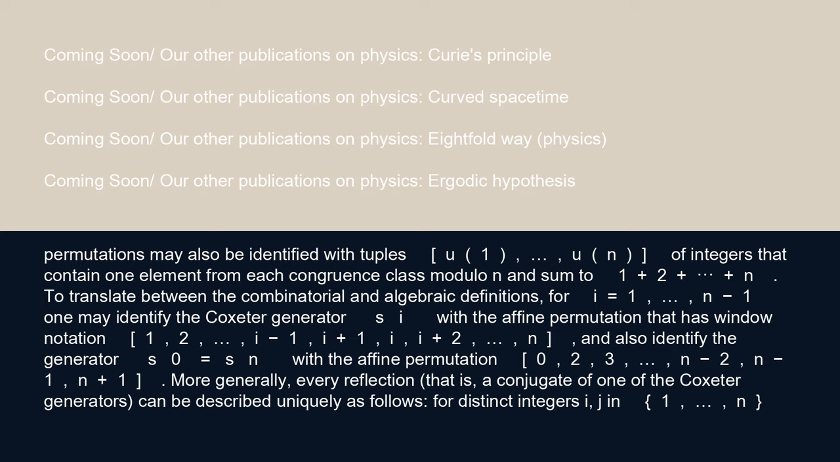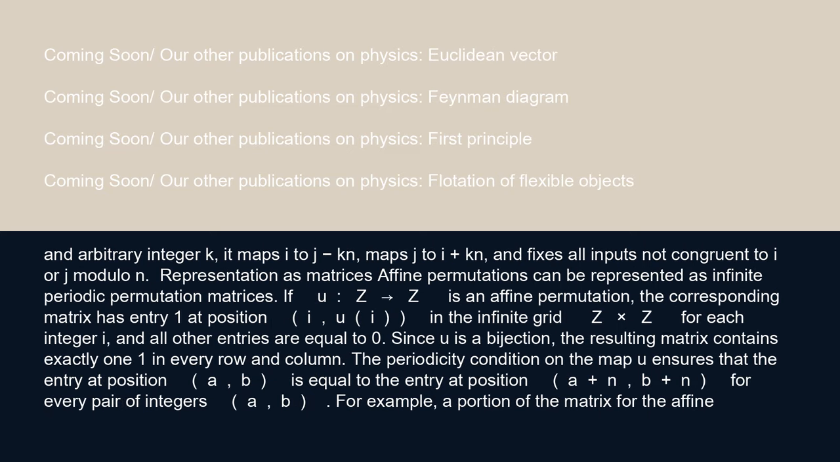More generally, every reflection, that is, a conjugate of one of the Coxeter generators, can be described uniquely as follows. For distinct integers i, j in {1, ..., n} and an arbitrary integer k, it maps i to j − kn, maps j to i + kn, and fixes all inputs not congruent to i or j modulo n.